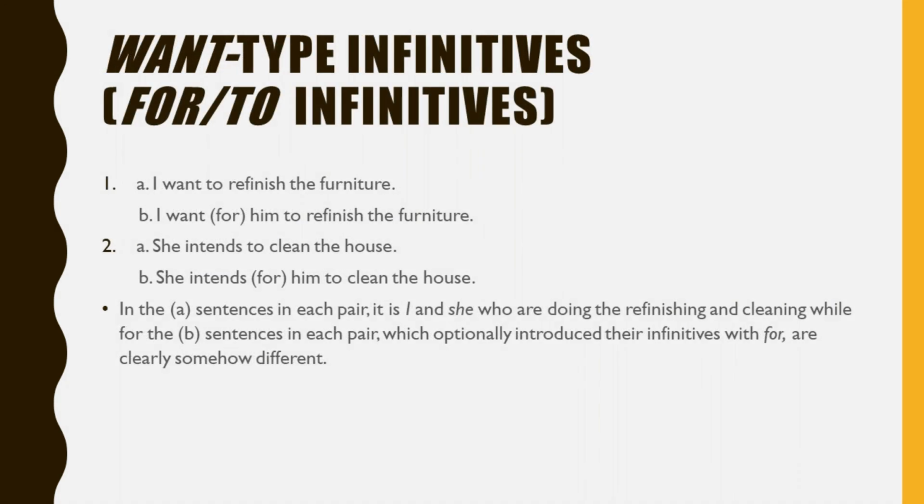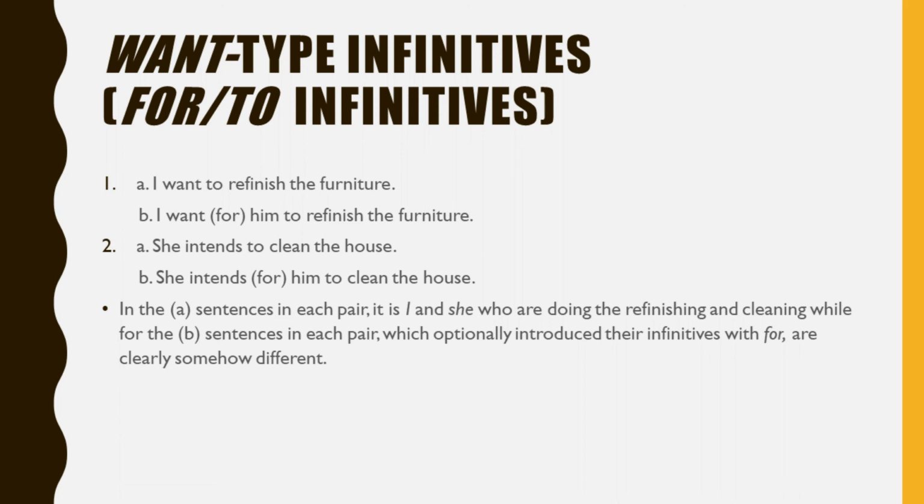So the fourth type of infinitive complement is the want-type infinitives, or the for-to infinitives. Consider the following sentences. A. I want to refinish the furniture. B. I want for him to refinish the furniture. For number 2, she intends to clean the house. She intends for him to clean the house.